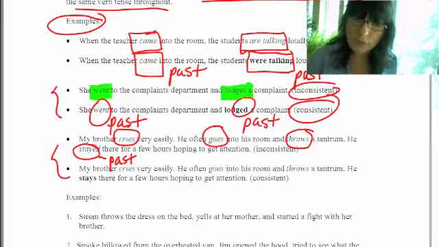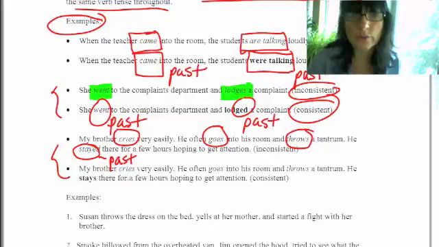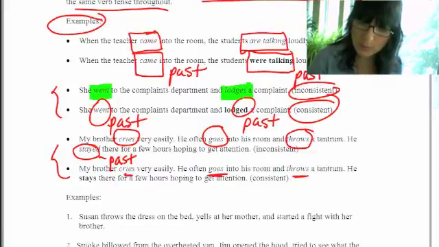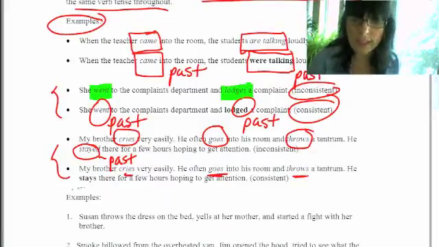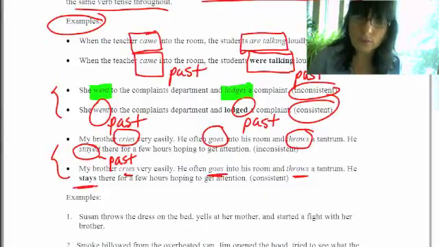So one of those verbs in those two sentences throws off the sense of what you're trying to say. It's inconsistent. So how would we correct it? Well, you could do them all in the present. Since 3 of them are in the present, you might as well do the 4th one in the present as well. My brother cries, present, very easily, he often goes into his room, present. He throws a tantrum, present. And he stays there for a few hours. Those are all in the present.